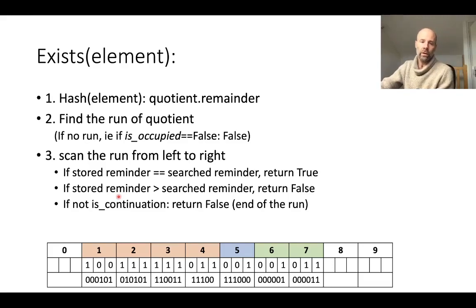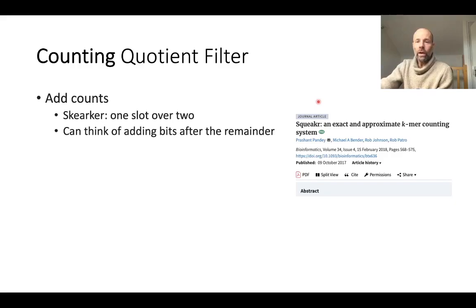And if we get out of the run, so if we find a bit where is_continuation is equal to false, we can return false because we are no longer in the run and we have not found the element we are looking for. Okay, so if we want to use a quotient filter to add some additional information, such as the number of occurrences of an element, we can use extra bits.